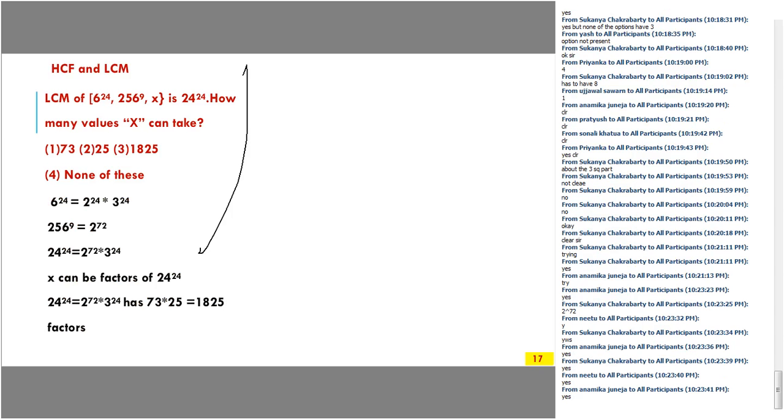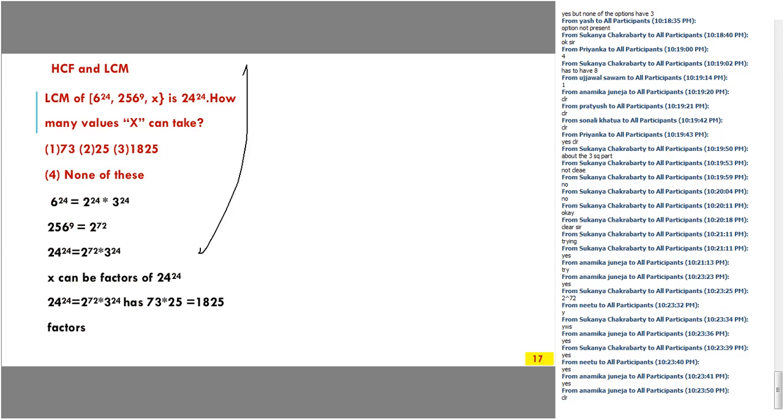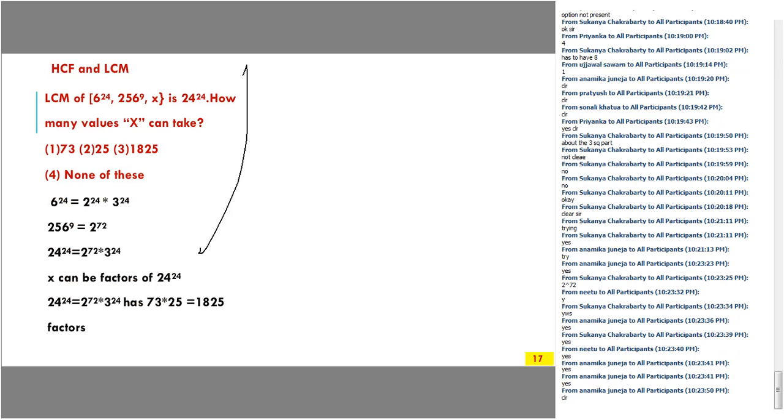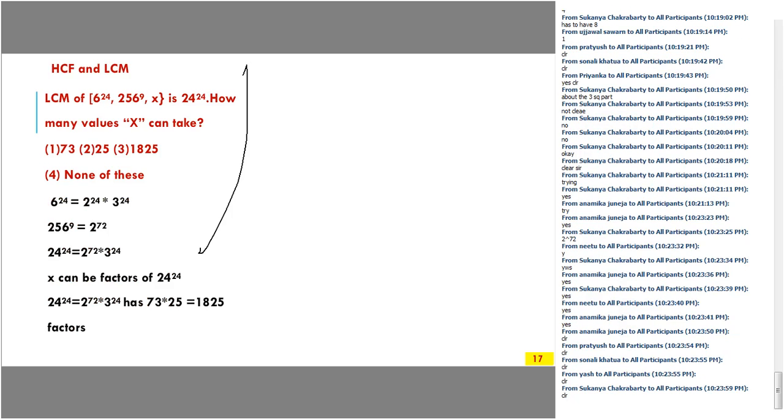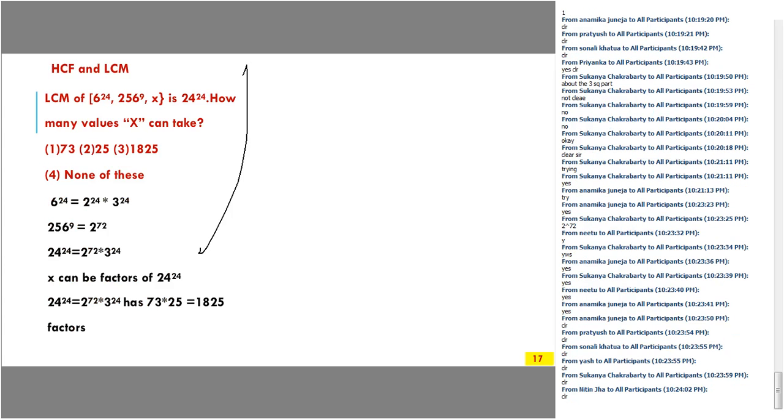How many are clear with this? How many are not clear? Nitin, is it clear or not? What is 6 power 24? Shanavas, what is 6 power 24? Is it 2 power 24 to 3 power 24?